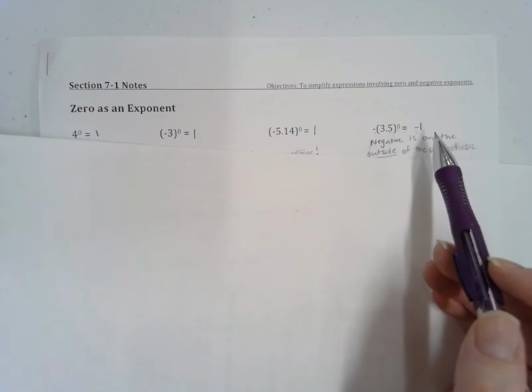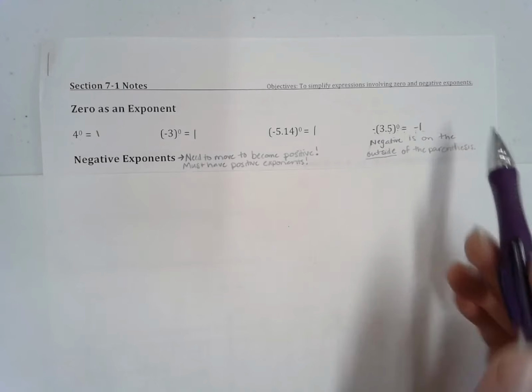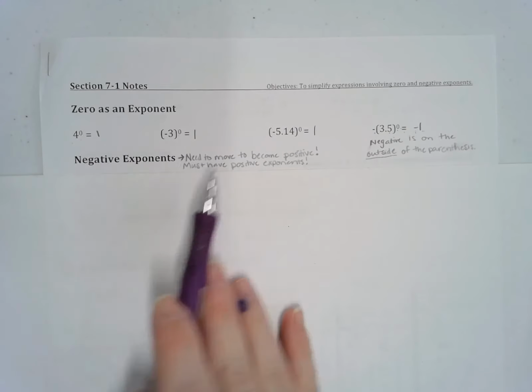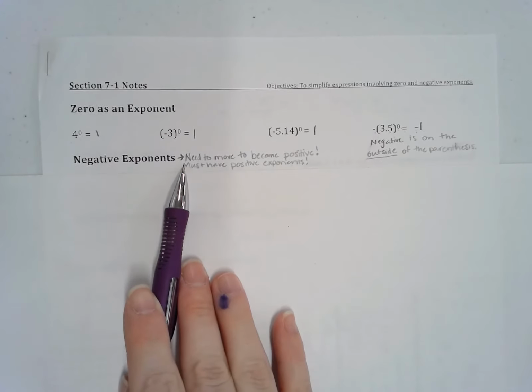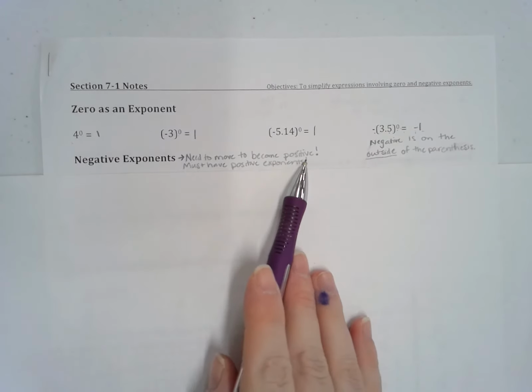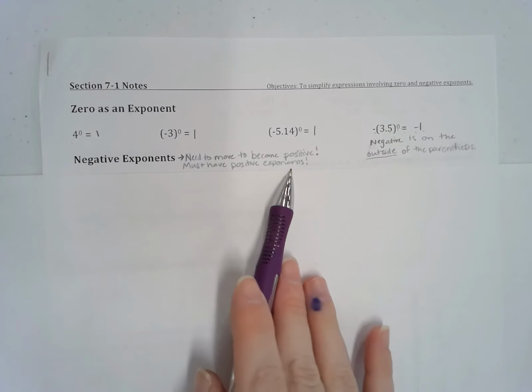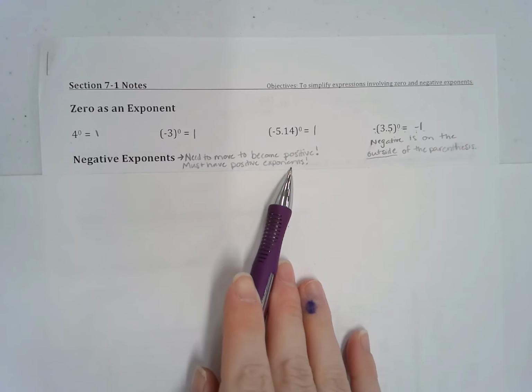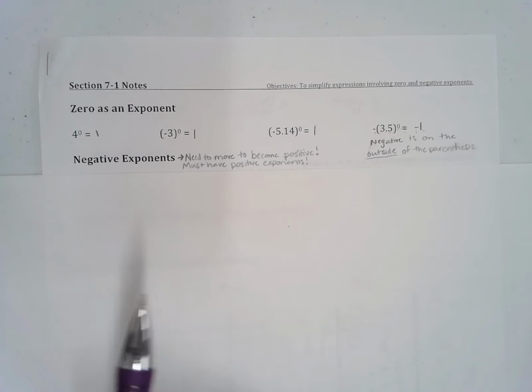Okay, so next we have negative exponents. In order to use negative exponents, we need to move them in order for them to become positive. We must have positive exponents. So we need to have a way to get rid of the negative exponents.